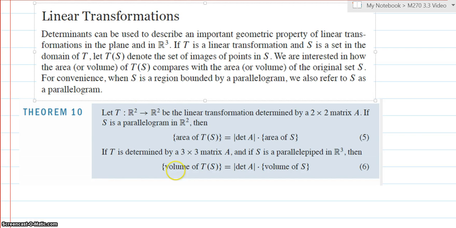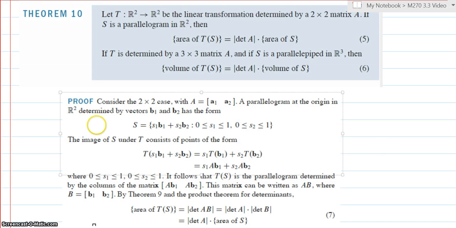So here's the theorem. It says, again, T goes from R2 to R2, be a linear transformation defined by a 2x2 matrix A. If S is a parallelogram in R2, then the area of the new object is the area of the original object times the determinant of A, that matrix. You can also do this with volume as well. If you're interested in the proof, they have it here in the book. We'll just slightly go through it.